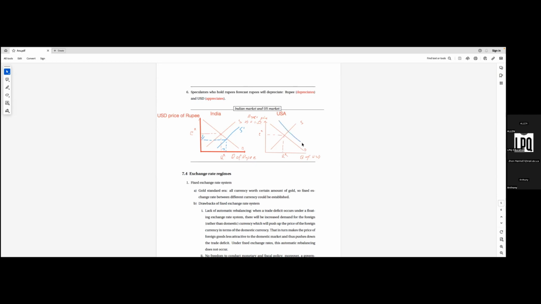Assuming they sell their rupees to buy American dollars, all the traders buy more American dollars. So American dollars will appreciate, shifting the demand curve to the right.